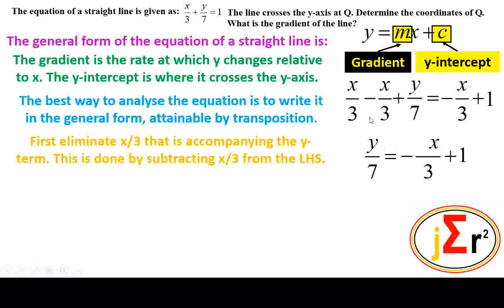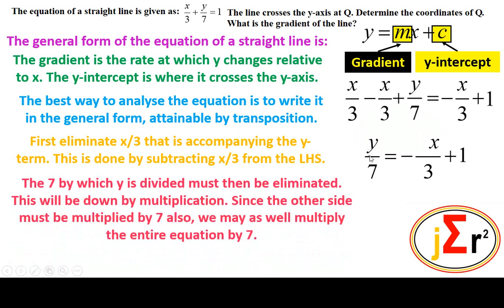Continuing, the x over 3 is already eliminated, and what we have here is y over 7. The 7 by which y is divided must then be eliminated. This will be done by multiplication. We are dividing by 7 here. We need to eliminate the 7 that we are dividing by. We will achieve that by multiplying by 7.